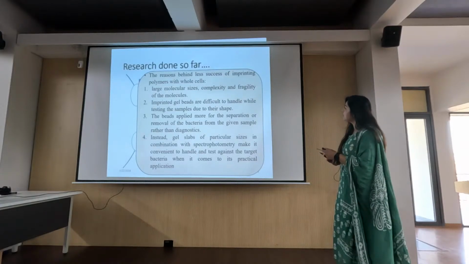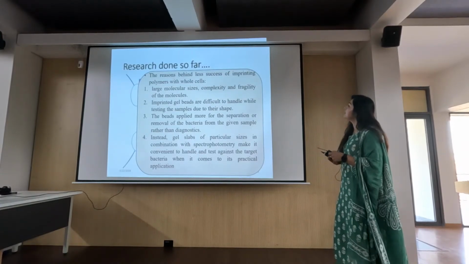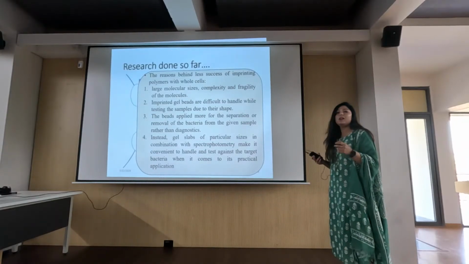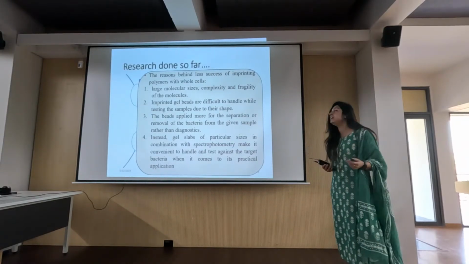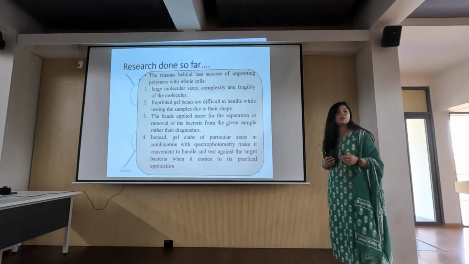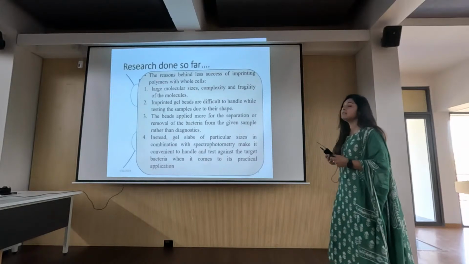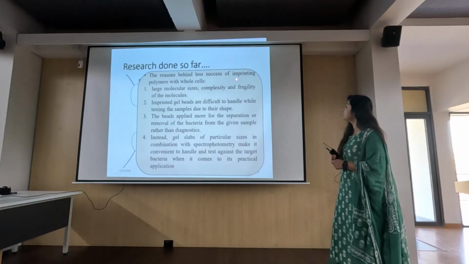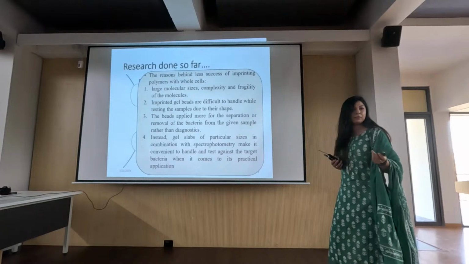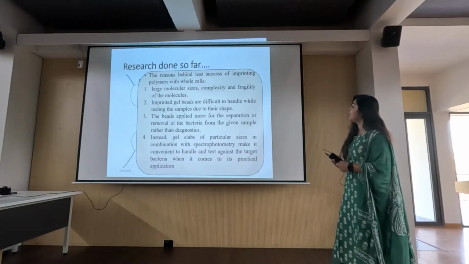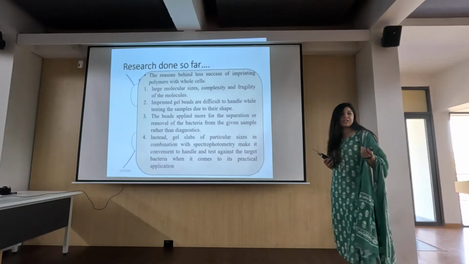Now, the reason behind the limited success of imprinting techniques so far. Even foreign scientists are trying to develop a thin polymer which can imprint whole cells. But using whole cells has some limitations because of the large molecular size, right? So the complexity and fragility of the molecule can be one of the limiting factors. Again, imprinted gel beads are difficult to handle while testing samples due to their shape and size, right?